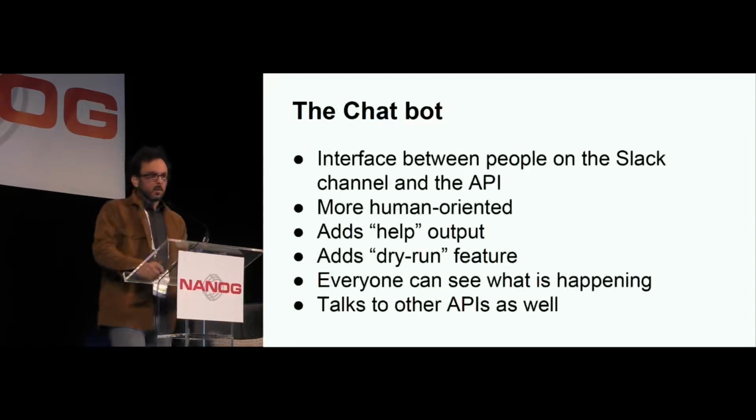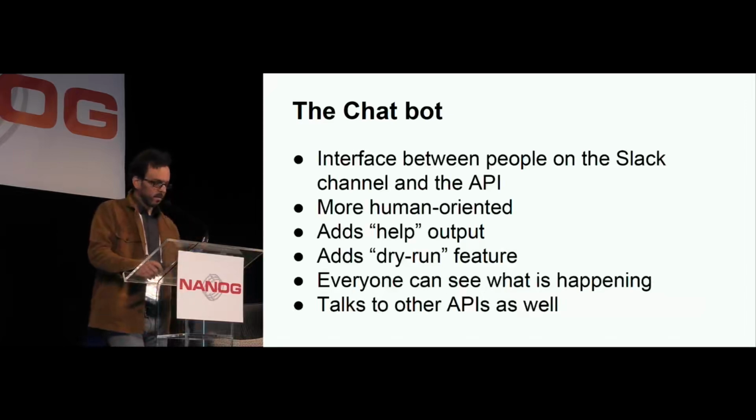So far so good. We have the API, it's working. Now, how do we use it? I noticed this trend that operators really like chatbots because it has many advantages. And so in this case, the chatbot is our interface between the people that are on the Slack channel and the API. It's more human-oriented. It adds some help output. So if you forget the syntax, and of course you forget the syntax every time, you need the help. So you say, remind me please how I specify a flow.